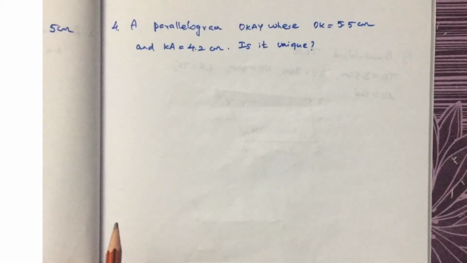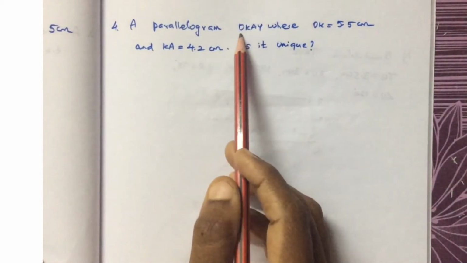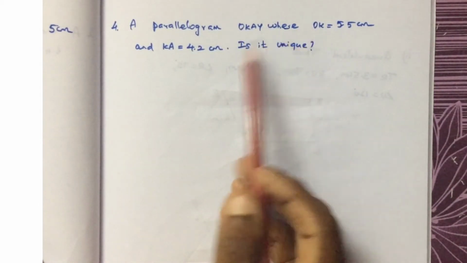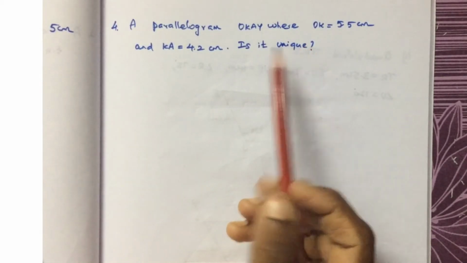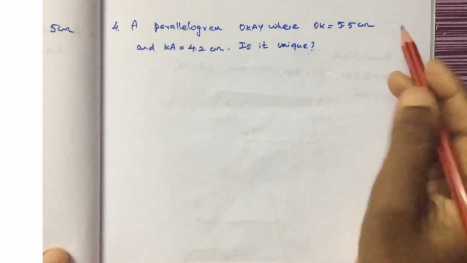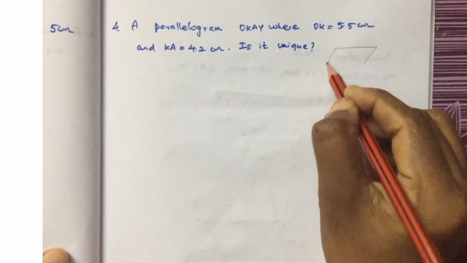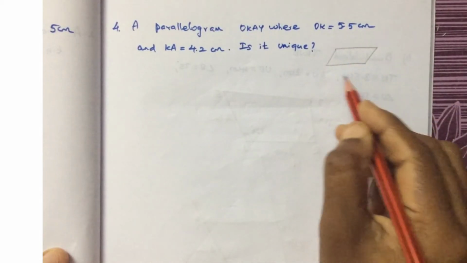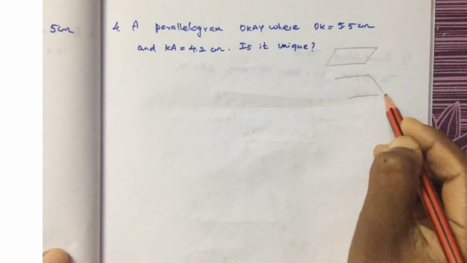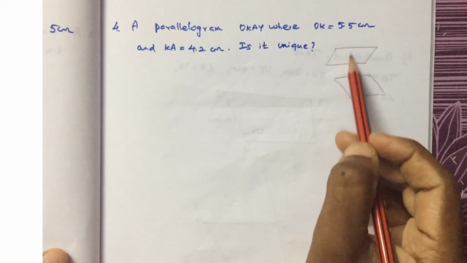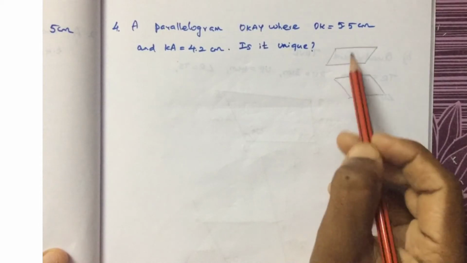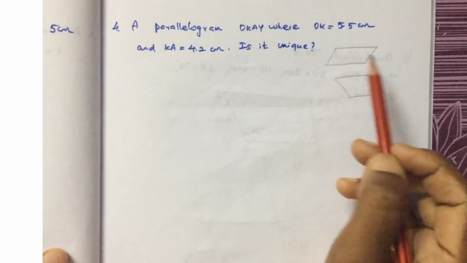The last problem is we have to construct a parallelogram OKAY with OK and KA given. Is it unique? First you should know how a parallelogram looks. It will look like this, either this way or this way. Here opposite sides are equal. This side is equal to this and this side is equal to this.